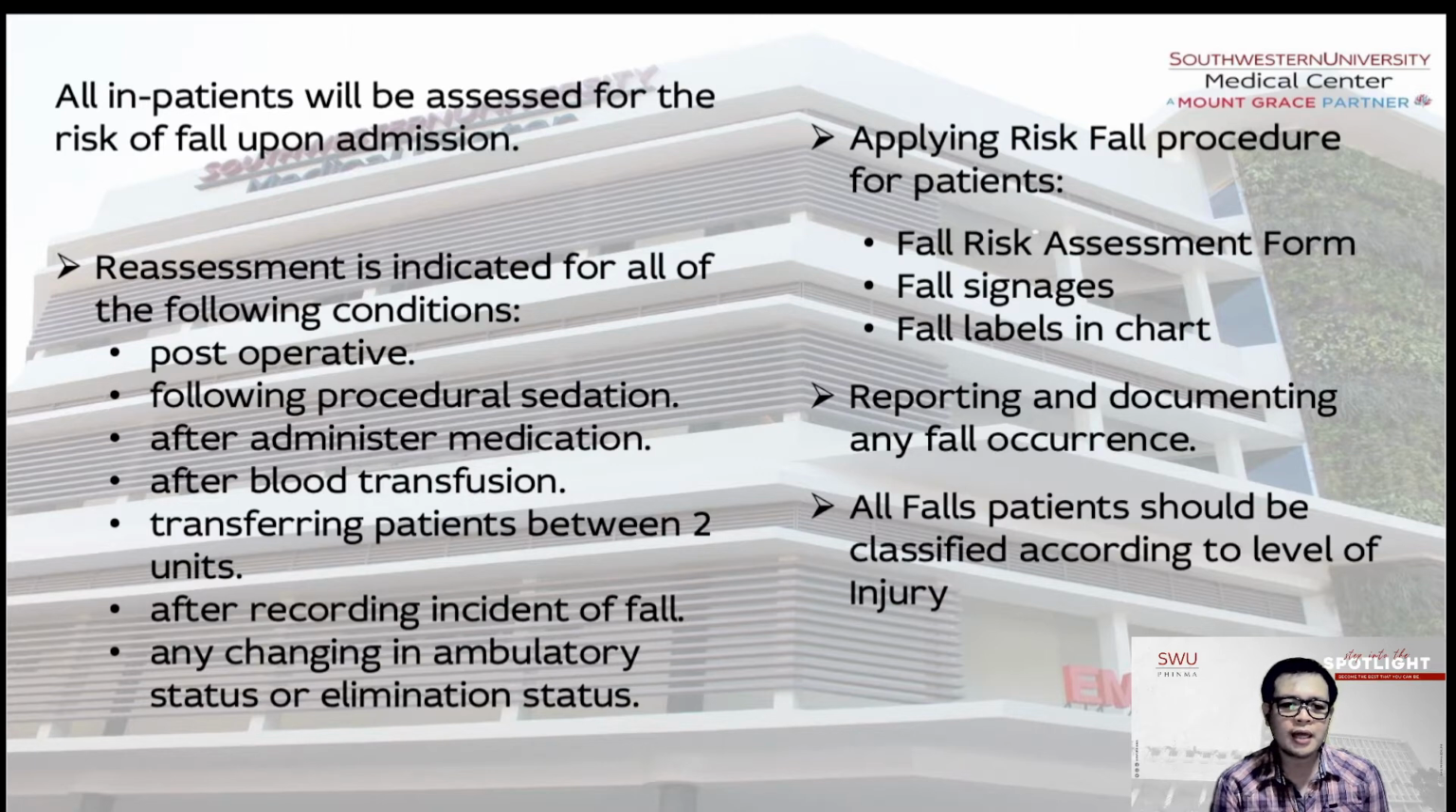With regard to that, we also have to do the reporting and documenting of any fall occurrence. So if there is a patient who experiences a fall, then we need to make sure that we do the documentation. A letter should be submitted to the nursing service department so that we can investigate how we can manage or give attention to the patient who experienced such fall. And all fall patients should be classified according to the level of injury.